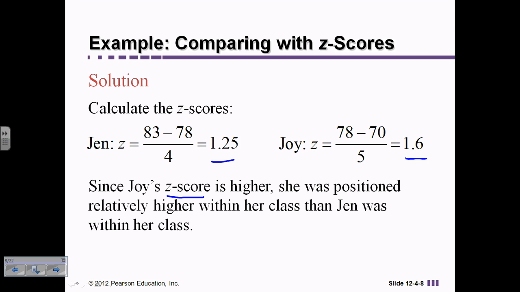So what you find out is that in Jen's class, her z-score was 1.25, and Joy's z-score was 1.6. So because Joy's z-score is higher, even though she scored lower on the test, she did better than Jen did in terms of her class average.